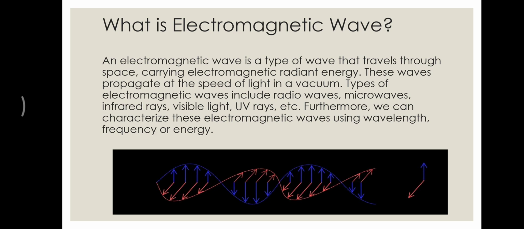An electromagnetic wave is a type of wave that travels through space carrying electromagnetic radiant energy. These waves propagate at the speed of light in a vacuum. Types of electromagnetic waves include radio waves, microwaves, infrared rays, visible light, UV rays, and many more. We can categorize electromagnetic waves using wavelength, frequency, or energy. This is the diagram of the electromagnetic spectrum.